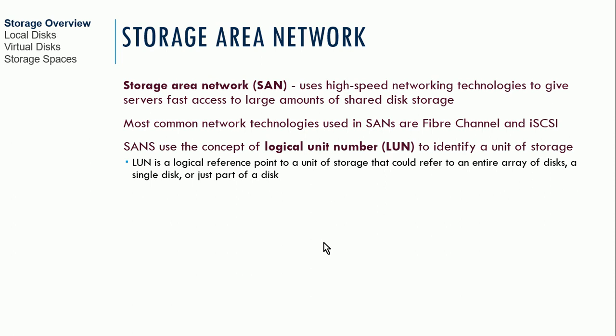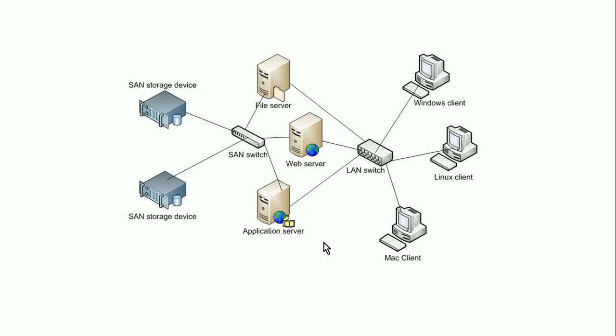Now, theoretically, you can combine these, right? So take a look at this diagram here. One thing I want to point out is that on the left, we've got two SAN devices, and they connect to that SAN switch, and then the SAN switch connects to a variety of servers. Notice to the right, there's another LAN switch which connects all the clients on my network.